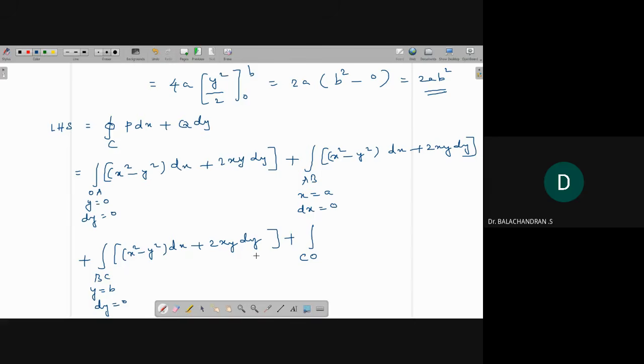So direction is important here. Along CO, x is equal to 0, dx is equal to 0. Again, the integrand is x square minus y square into dx plus 2xy into dy.